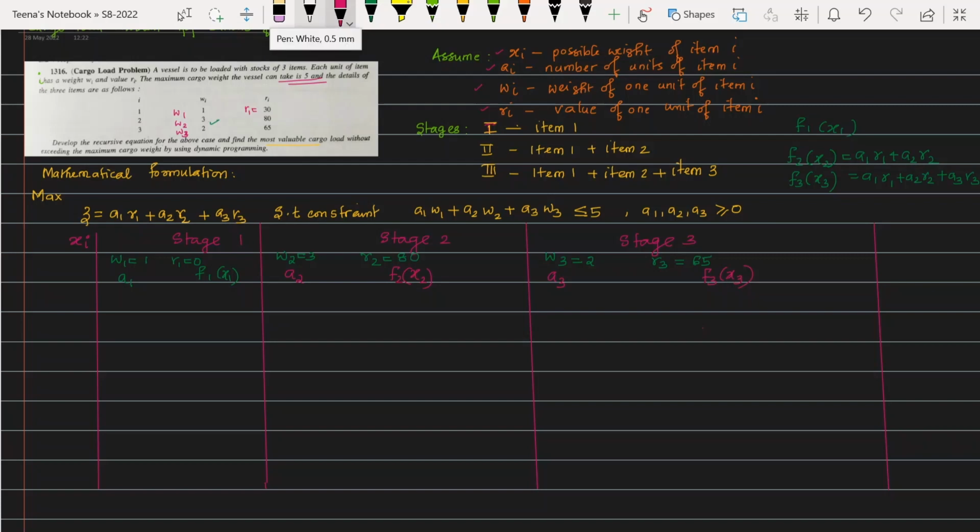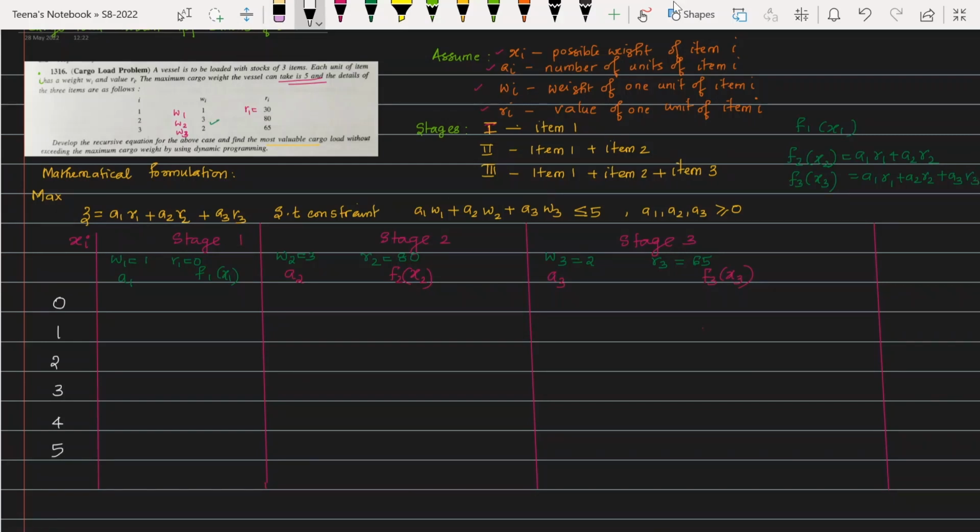Okay, so we are going to start with our Xi values. So what are the possible values for Xi? See what is Xi? Xi is a possible weight of item I, and we know that the cargo vessel can take only up to a weight of 5. So Xi values are 0, 1, 2, 3, 4 and 5. So these are the 6 possibilities for Xi.